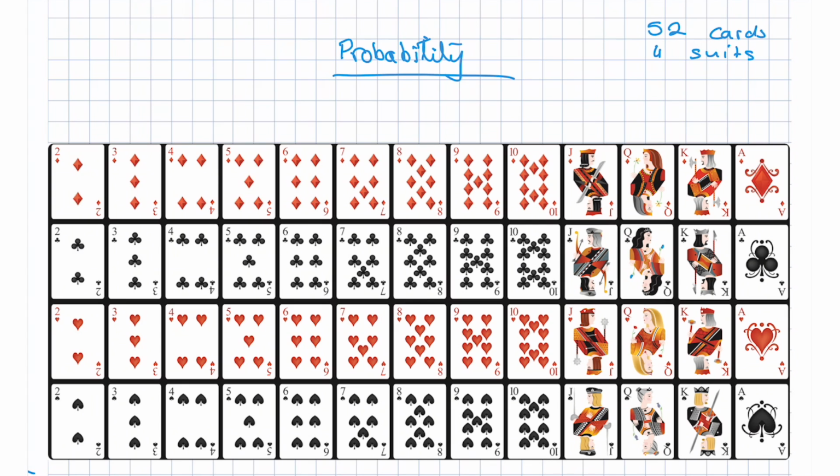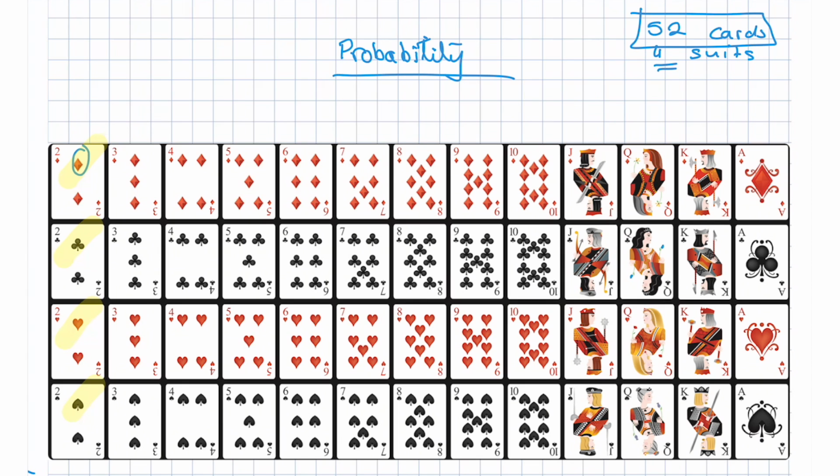Hi everyone, today we are going to talk about probability, but before we get started on it, let me introduce the standard deck of cards. There are 52 cards in each deck, and these 52 cards are divided into 4 suits. Let me highlight it for you. There are diamonds, clubs, hearts, and spades.